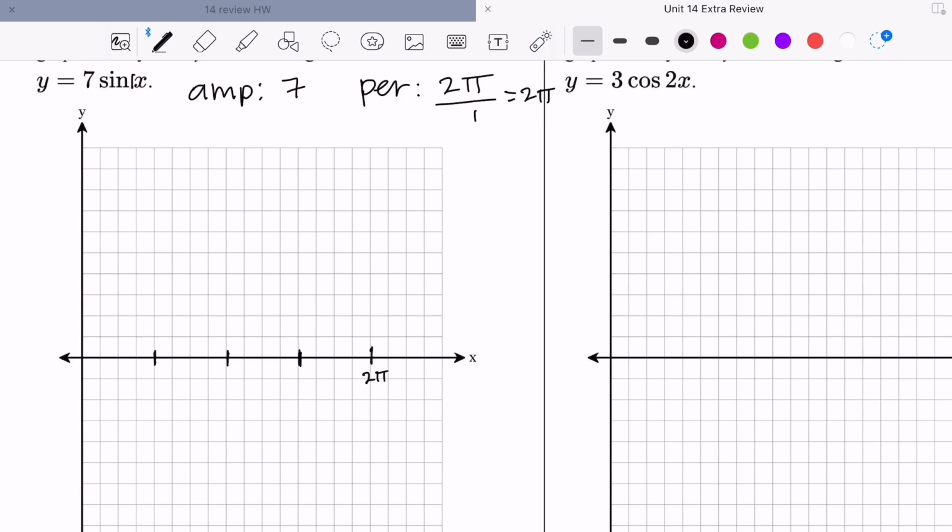So this is 2 pi, halfway is pi, that's pi over 2, and that's 3 pi over 2. Again, you could always just divide the number in front, so the 2 pi by 4, and that'll tell you how much each increment should be worth. And then we're going to go up to 7 and down to -7. And because it's positive sine, it's going to start at the midline, go up to the amplitude for the next increment, back to the midline, then down to the negative amplitude, and back to the midline.